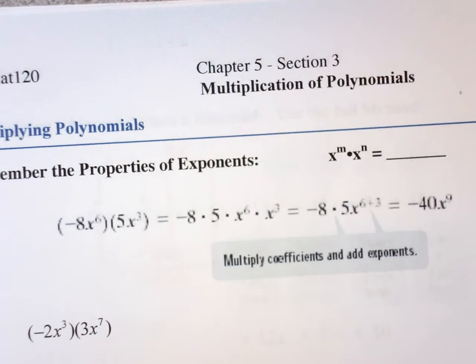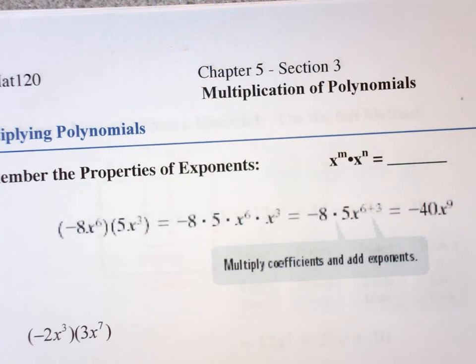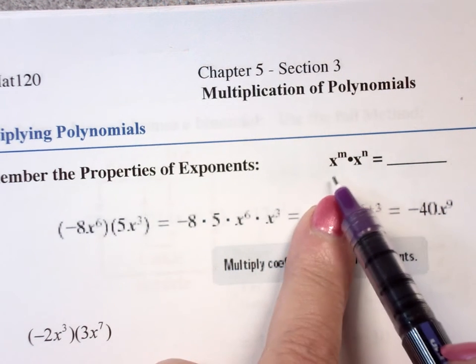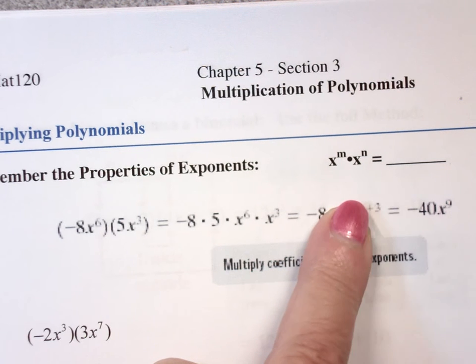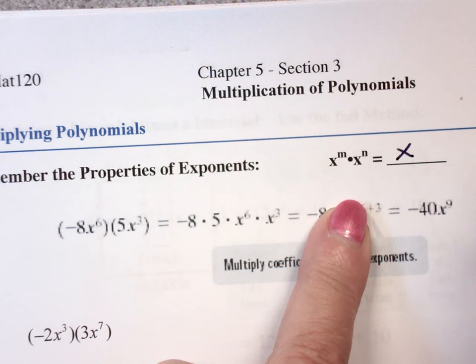We're going to multiply polynomials, and what we want to remember is the properties of exponents. That's what's going to come into play. The one that says if I have x to the m times x to the n, if the bases are the same, what do you do with the exponents? Add them.